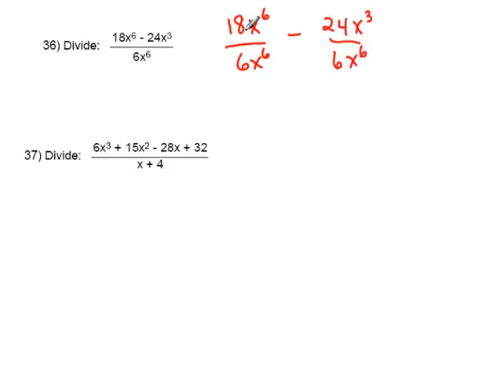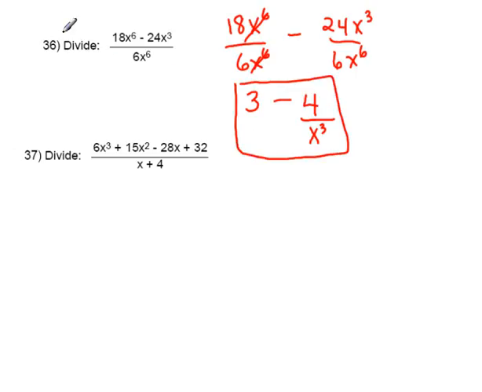So notice that each term gets divided by the 6x to the 6th. And then you just handle each term as a single term. So 18 divided by 6 is 3. And then the x to the 6th divide out. Minus 24 divided by 6 is 4. And 6 minus 3, because remember when you're dividing, you subtract exponents. So 6 minus 3 is 3. We'll put the remaining exponents where the larger one was. So 3 minus 4 over x to the 3rd would be the answer to that division problem.